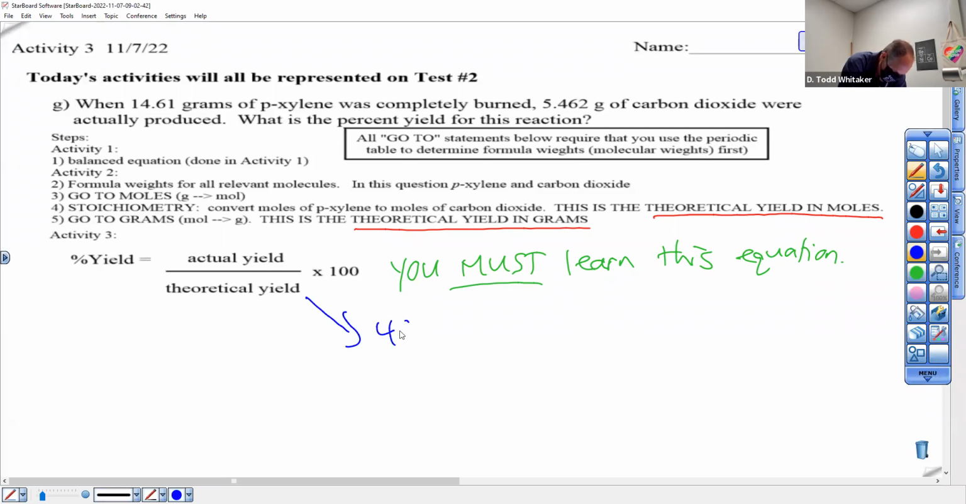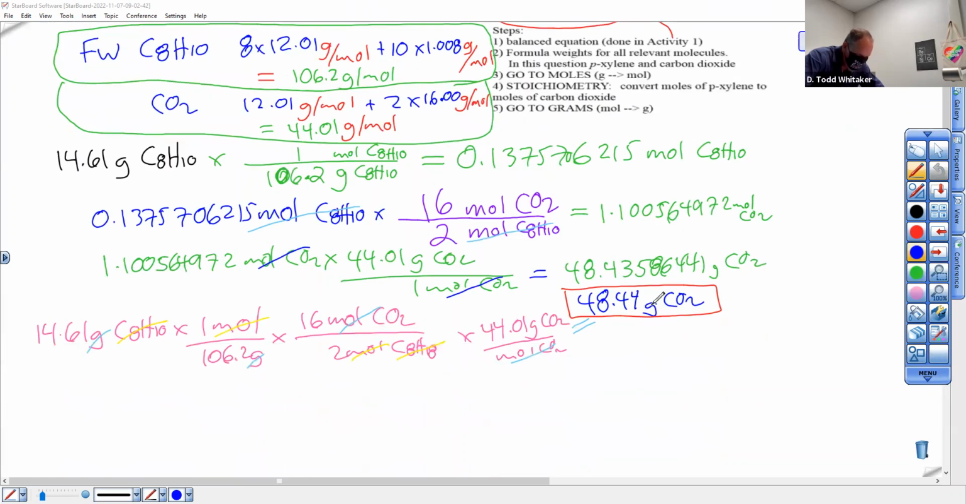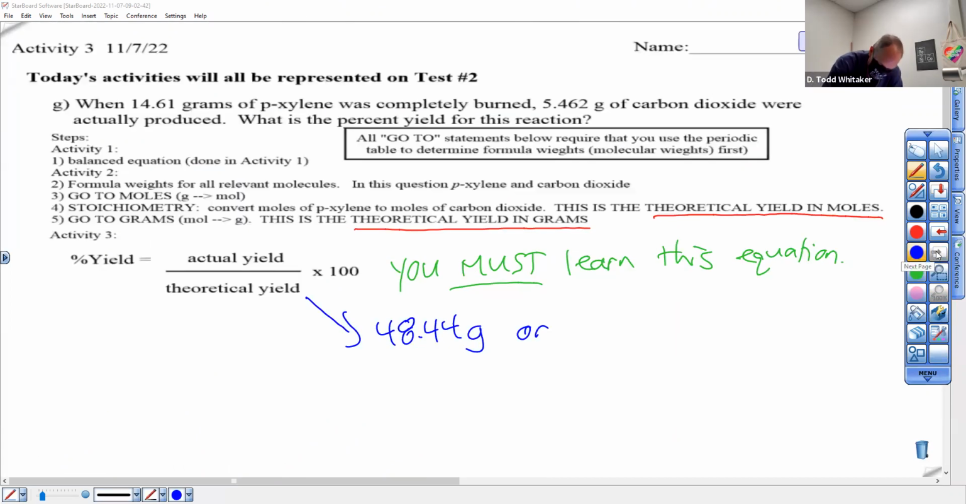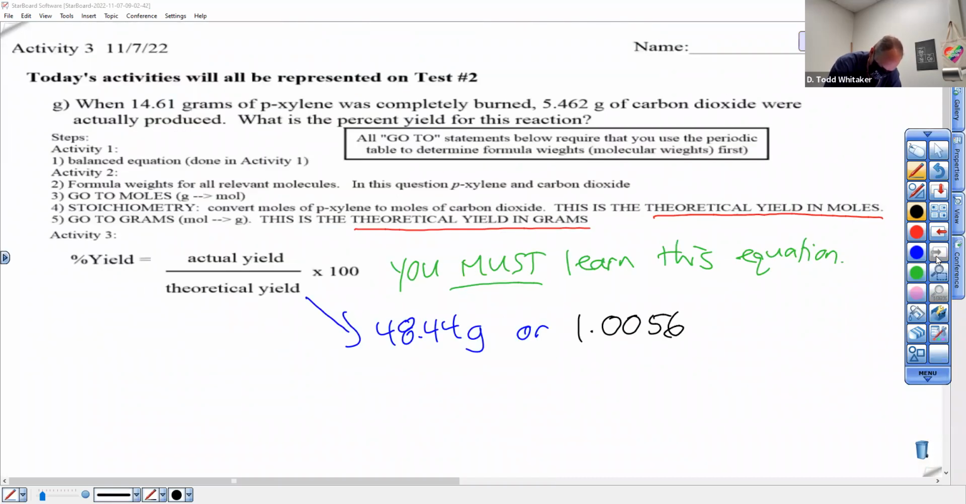So 48.44 grams, or if you want to do it in moles, how many moles of CO2 were theoretically produced? We got moles of CO2 right here. I'm going to go 1.10056, okay? 1.10056. Was it 156 or just 5? 56 mole. These are both CO2. Okay? So that's theoretical yield. You can use that one or that one.